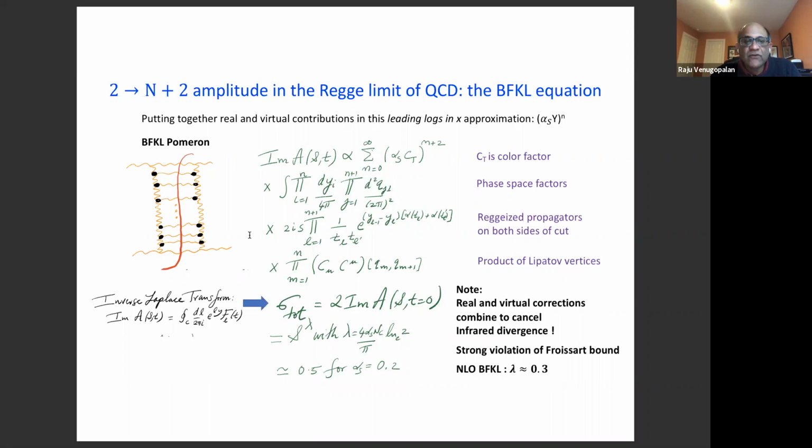So you can now, of course, go even beyond what's called the leading logarithmic approximation in which this was computed, this multi-Regge kinematics. And people have done that. And so the NLO BFKL equation has been known for 20 years now. And after a lot of further work by Gavin Salam and collaborators and so on, resumming various contributions, you find that this lambda is more like 0.3, okay, instead of this.